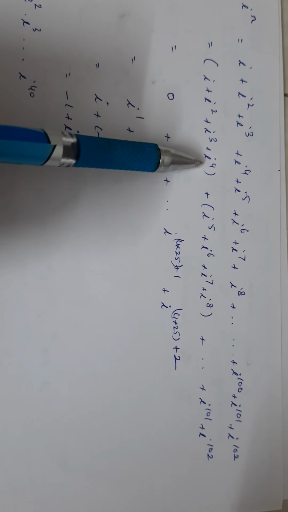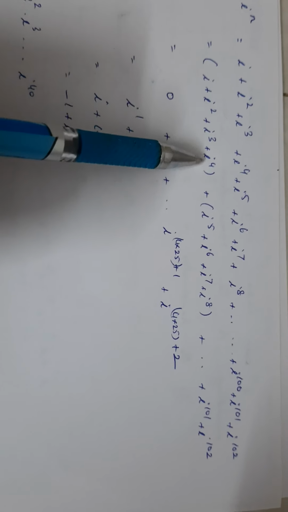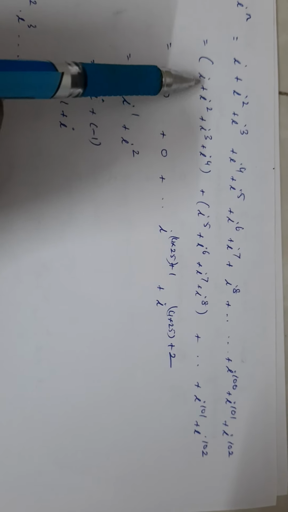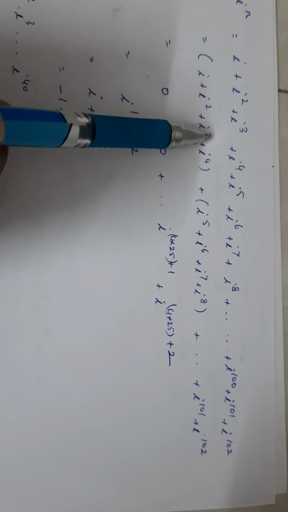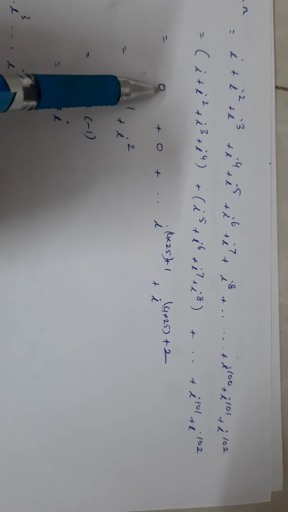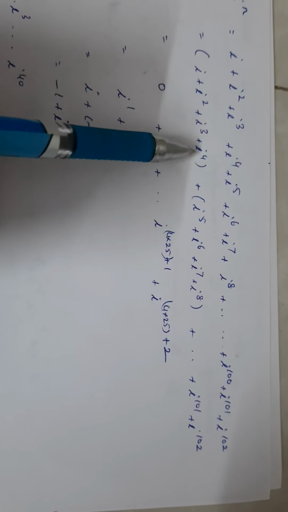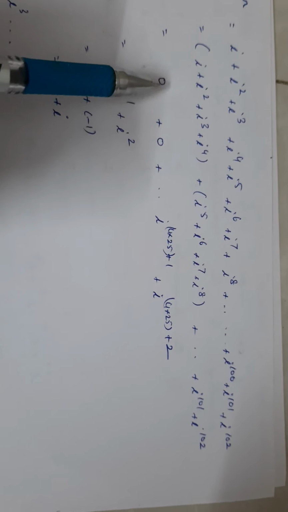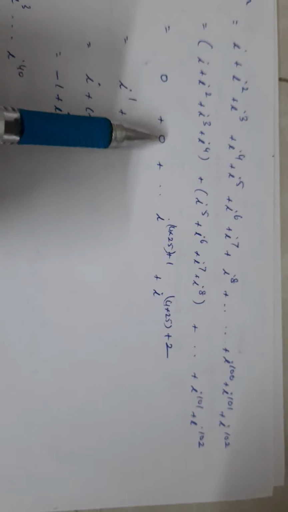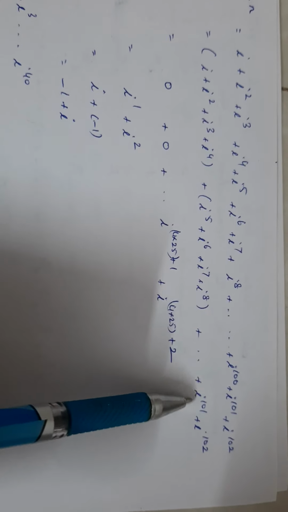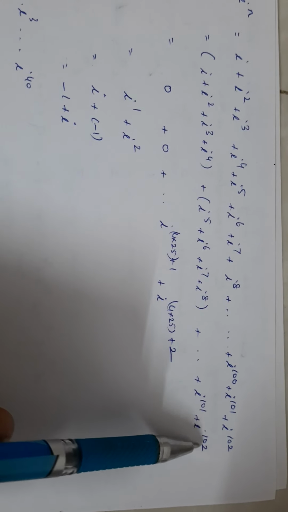Why are we grouping this? Because the summation of powers of i, the summation of numbers with consecutive powers, will be equal to 0. That's why we have grouped 4 numbers. Whatever the powers may be, the value will be equal to 0, because they are consecutive. So everything will be 0. The left out terms are i power 101 and i power 102.